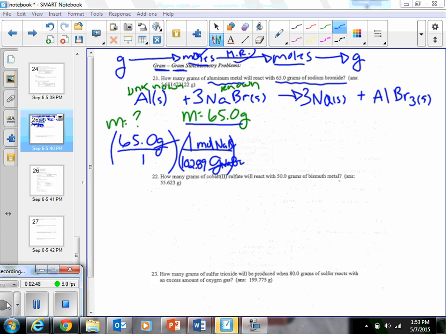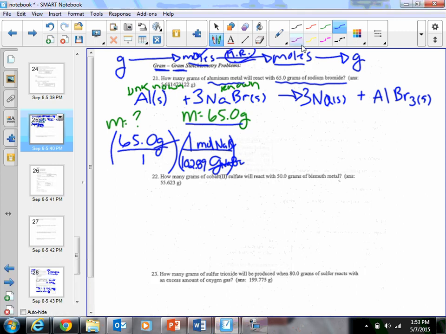I want to use my mole ratio to convert to moles of my unknown. So my mole ratio is unknown, which has a coefficient of 1, over known, which is 3. So I'll have 1 mole of aluminum per 3 moles of sodium bromide. Moles of sodium bromide cancel. And now I have moles of aluminum. So last step is to convert that to grams.